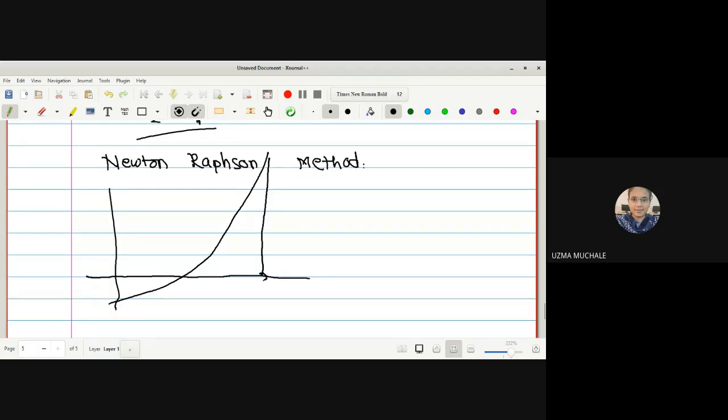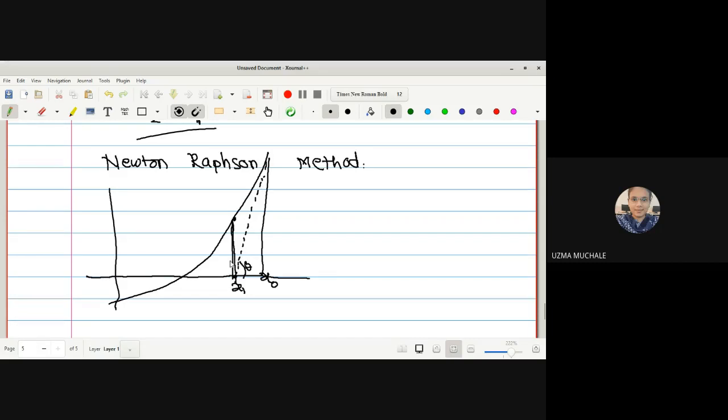Assume that this is the first approximation, say x naught. Again, we have to draw a line which is touching your x-axis with some angle theta, and whatever the line we are getting, this is your x1, the new value, that is the new approximation. Then draw a perpendicular with the help of x1, that is from your curve to x1, wherever you are getting this one.